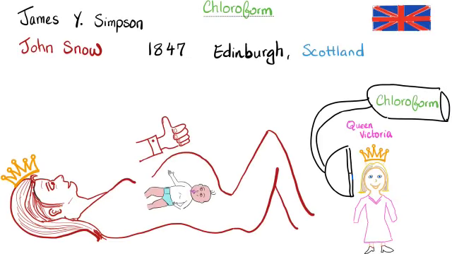Next, the story of chloroform, thanks to James Simpson, one of the Simpsons, and John Snow, the same person who also prevented a cholera epidemic in Britain. Chloroform is an inhaled anesthetic. Queen Victoria tried it while delivering her baby, and it felt like a charm.